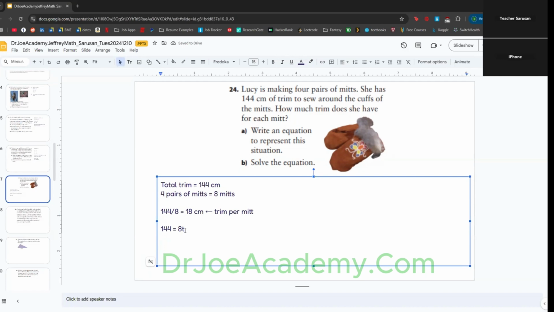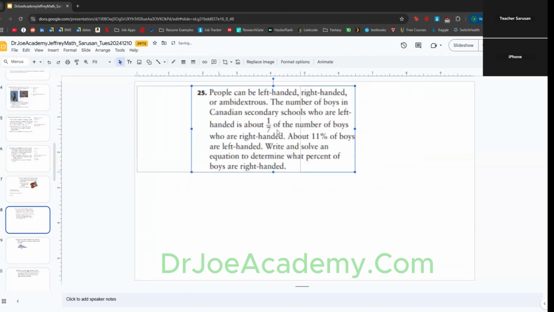So in order to find your trim per mitt, you're going to have to divide our trim per mitt. Does that make sense? Yeah. All right. So let's move on. Let's do the next question here.